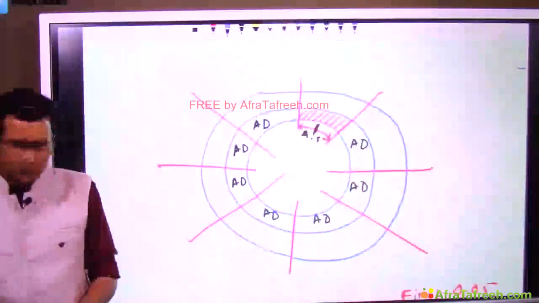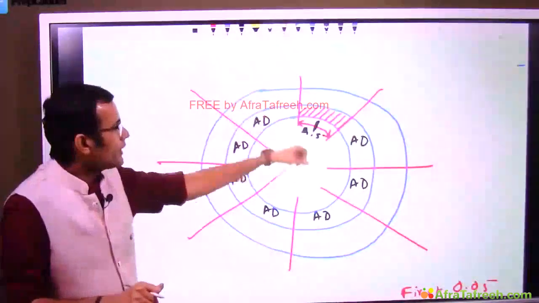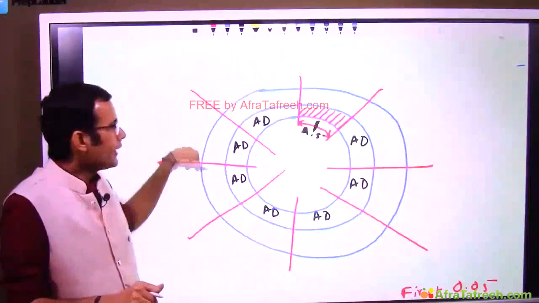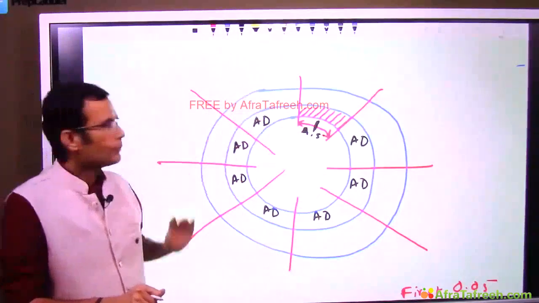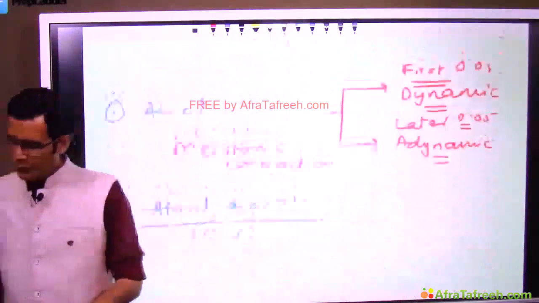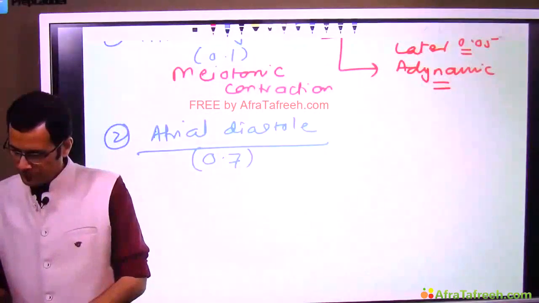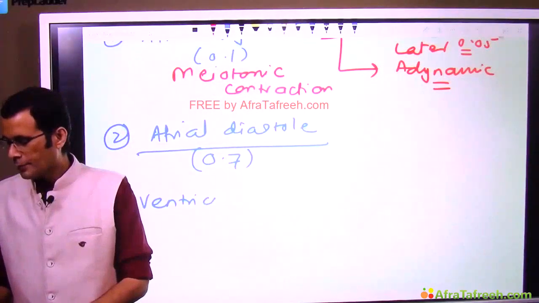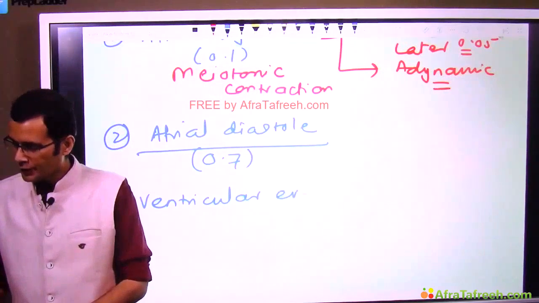These were the atrial events. So atrial events will go on like that: atrial systole, atrial diastole, atrial systole, atrial diastole. Now coming to the ventricular events, which is the major part of this particular discussion.